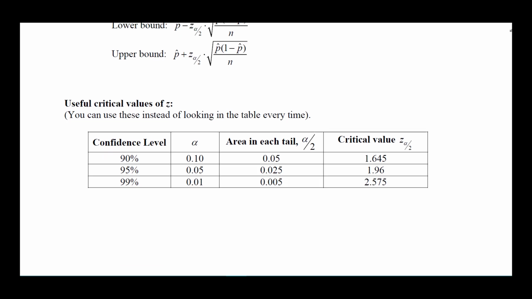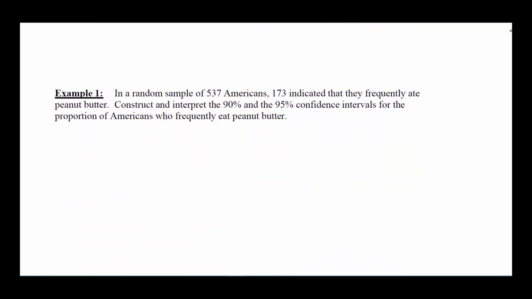Okay. So let's work through an example. Let's suppose we have a random sample of 537 Americans, and perhaps we did a survey, and 173 of them indicated that they frequently ate peanut butter. We want to construct the 90% and the 95% confidence intervals for the proportion of Americans who frequently eat peanut butter. So let's first write down our sample information.